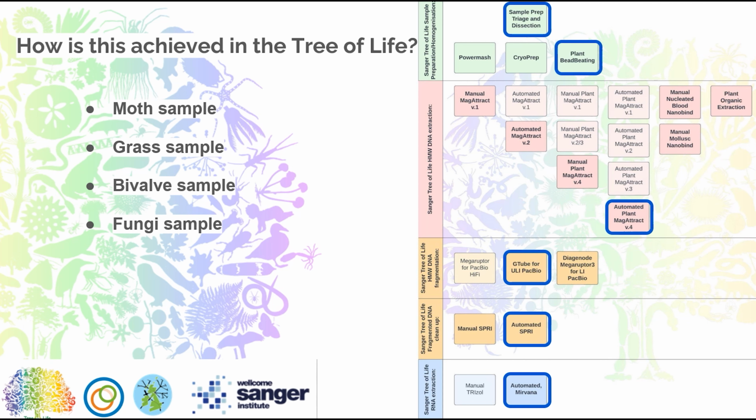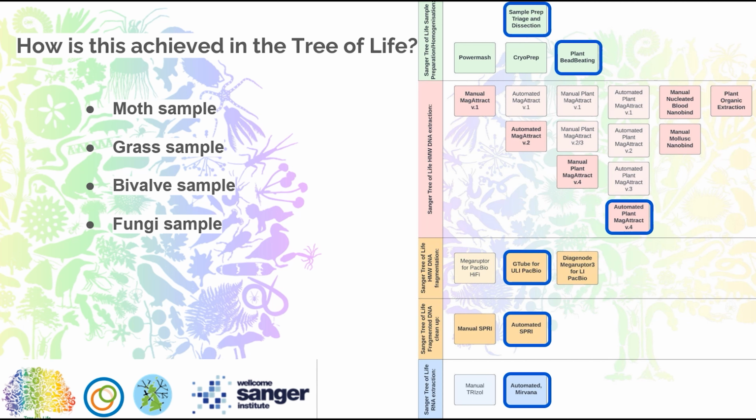Fungi, super tricky. We actually use the plant bead beating method now for fungi, and the automated plant Magattract, because the disruption of fungi is extremely challenging. Also, we find that the DNA after extraction doesn't always sequence well, and actually using the ULI library prep method has shown a lot more success. So we use that both for yield issues and also because we find the native DNA is a bit difficult to sequence.